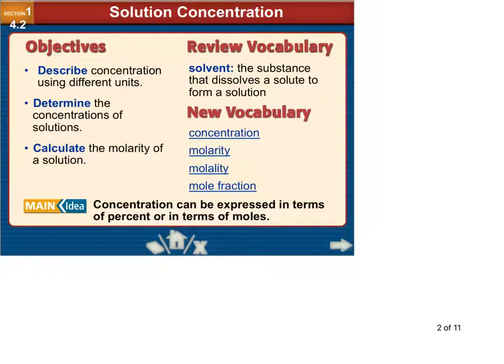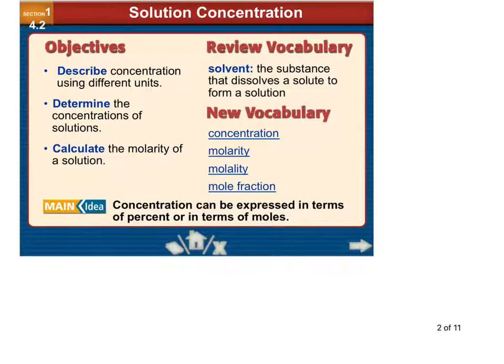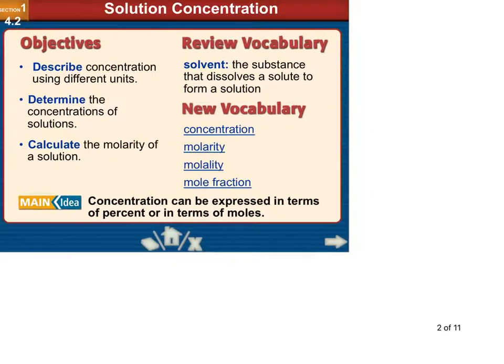Hello students, right here again today, section 14.2 notes, solution concentration. So we're going to want to describe objectives: describe concentration using different units, determine the concentrations of solutions, and calculate the molarity of a solution. Main idea: concentration can be expressed in terms of percent or in terms of moles.